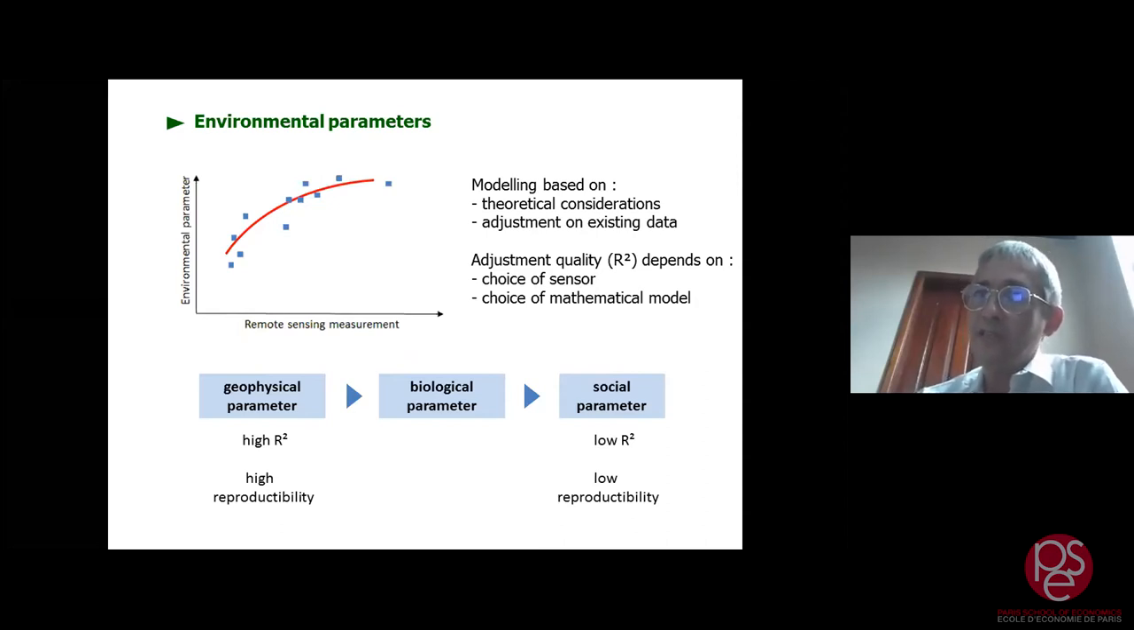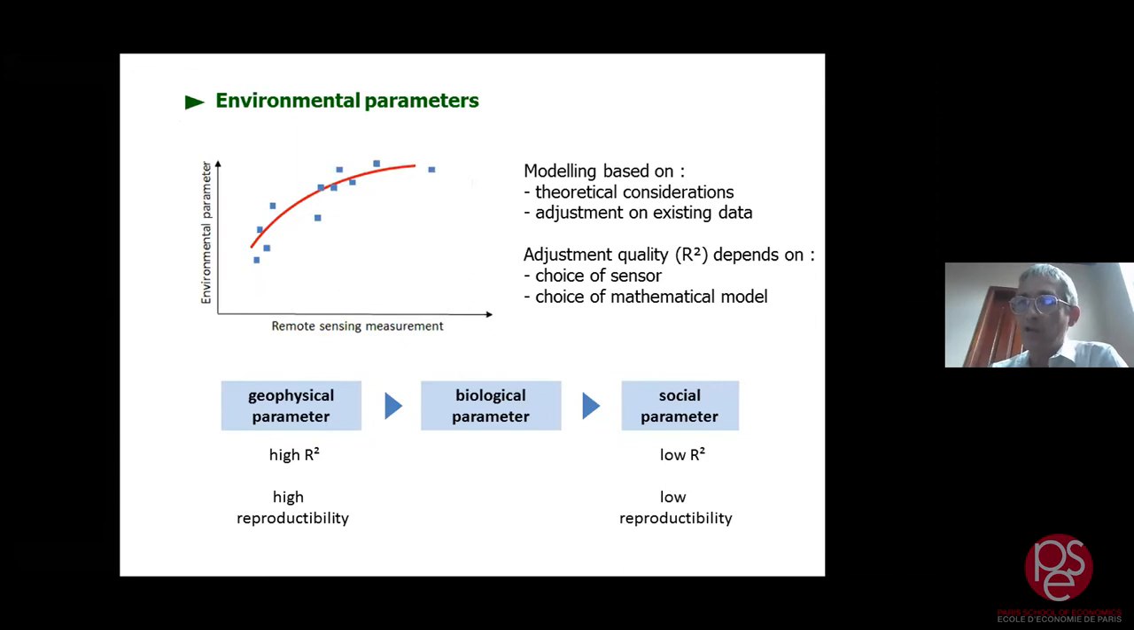The general tendency is that for geophysical parameters, we have a very highly adjusted correlation. And on the contrary, poor correlation in the case of social parameters. And this has an impact on reproducibility. It means that if I'm able to establish a model to correlate a satellite measurement with some geophysical parameter, the characteristics of the atmosphere, the ocean, the snow, and so on, if I establish a model in France, it's very highly probable that I will be able to apply the same model in Australia or Japan.